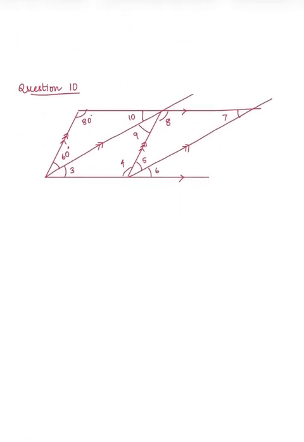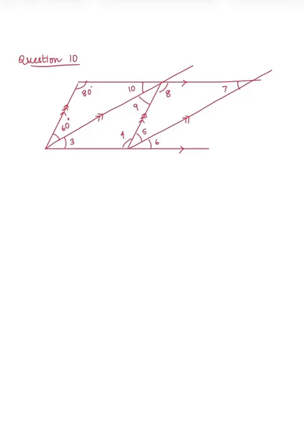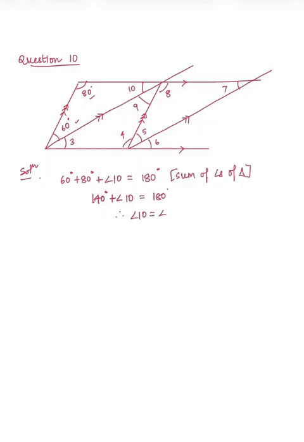Now I'll move on to the last question where you need to find out all these values. Let's do it step by step. So these two values are given, which is 80 degrees and 60 degrees. So first thing that we can find out is angle 10. Why? 60 degrees plus 80 degrees plus angle 10 will be 180 degrees. Why? Because it's the sum of angles of a triangle. So 140 degrees plus angle 10 is 180 degrees. So therefore angle 10 is 40 degrees. We got the value of angle 10.